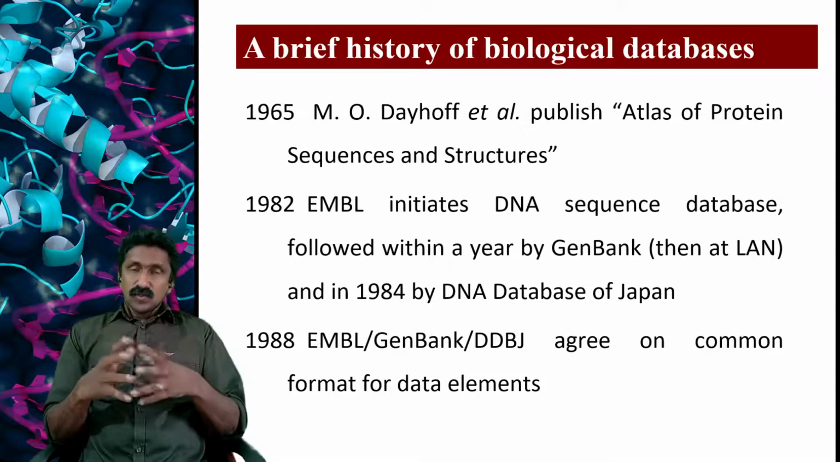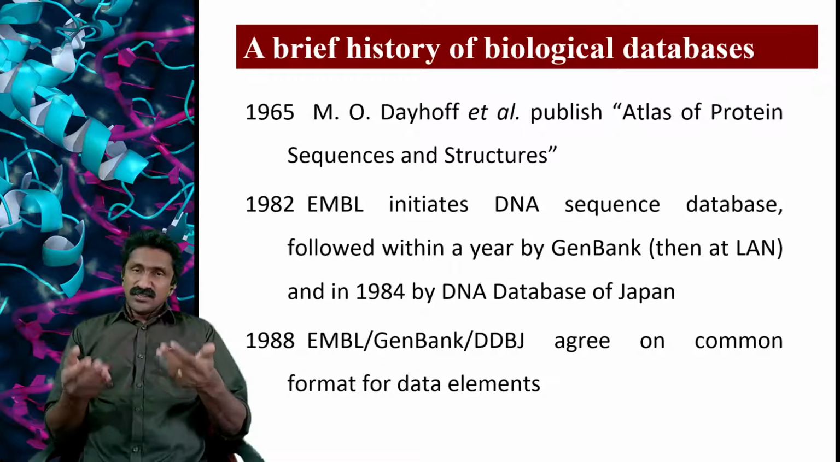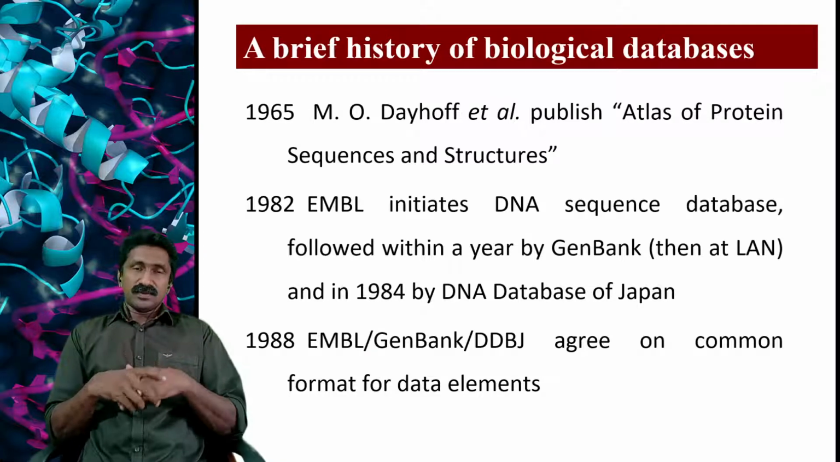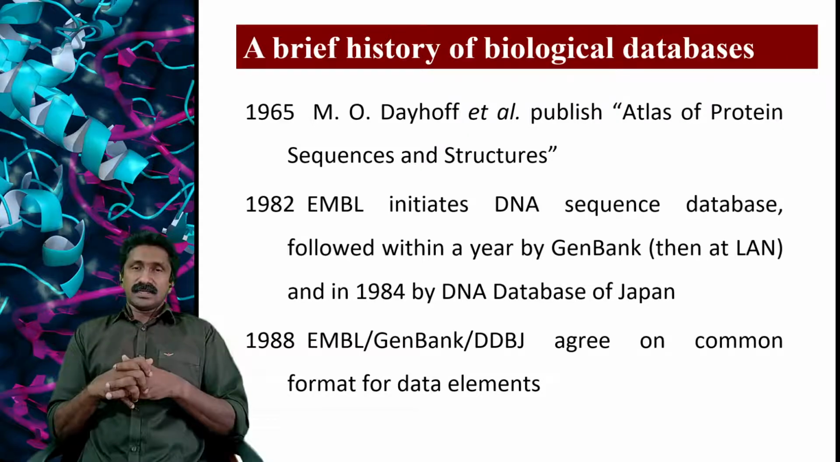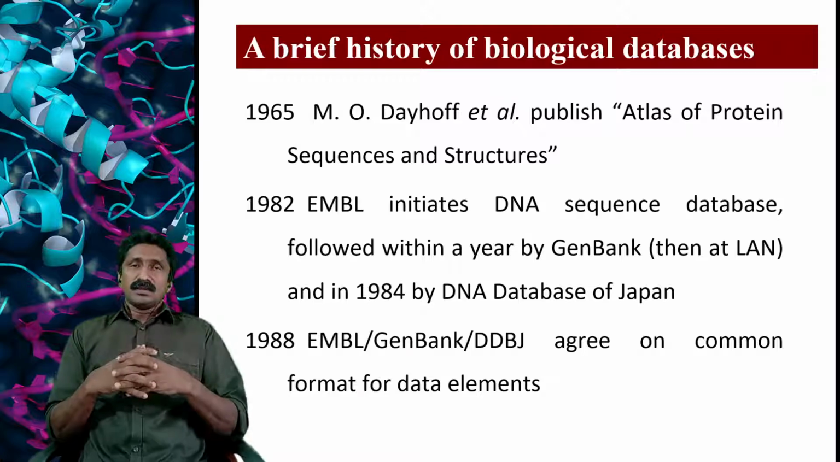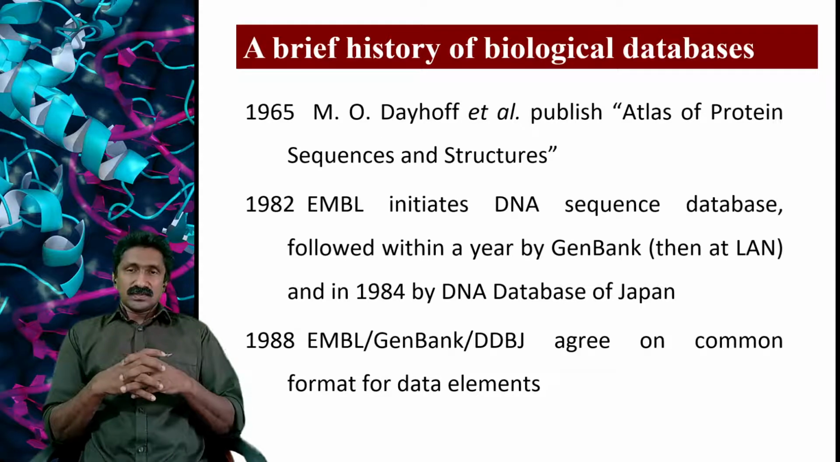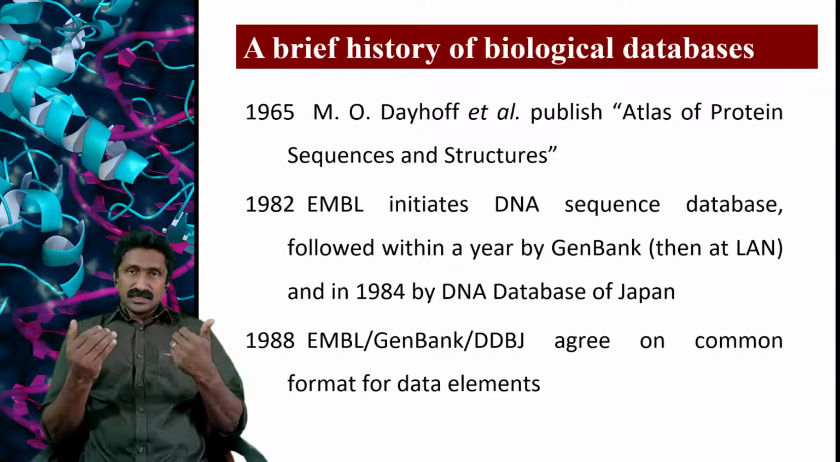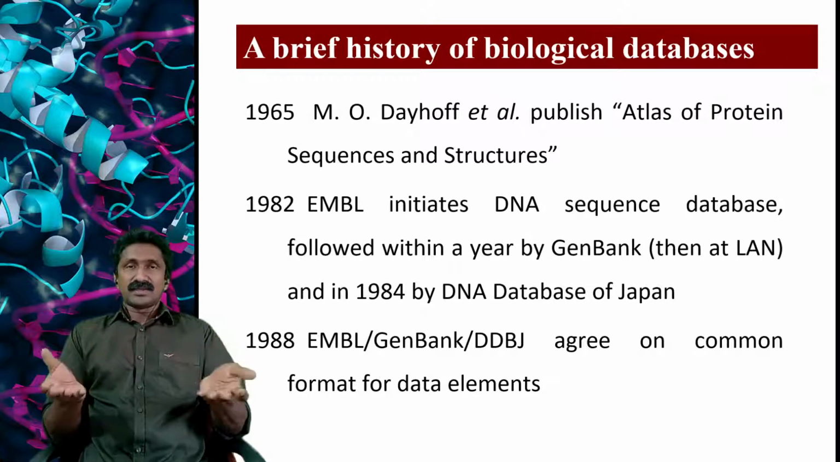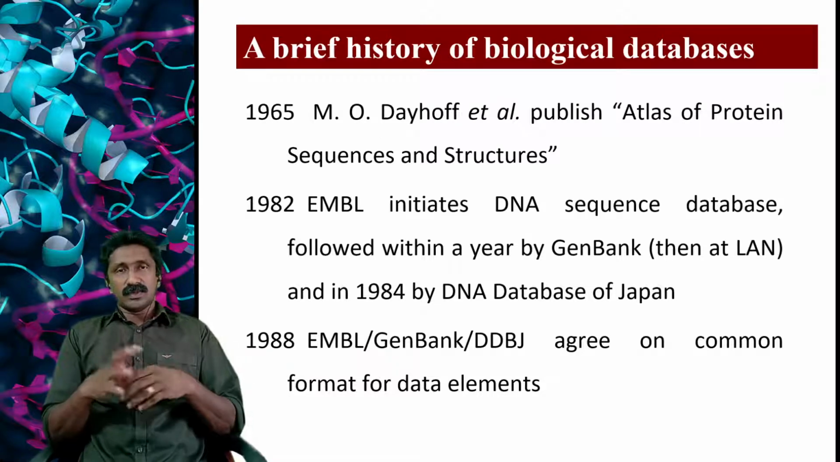Then in 1982, the European Molecular Biology Laboratory initiated the DNA sequence database, followed within a year, in 1983, by GenBank from the National Library of Medicine, NLM, of the US. GenBank is considered the most popular primary database of nucleotide sequences. Initially, when it was created, it was established only on the LAN, the local area network. It was not available over the internet at that time. Even the internet was made available and popular only in the 90s.